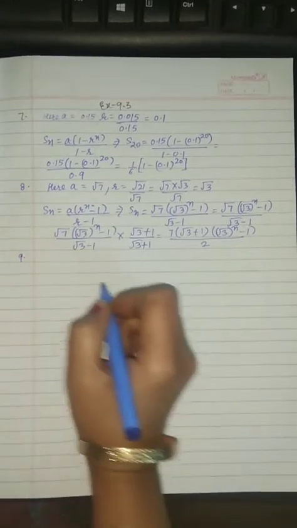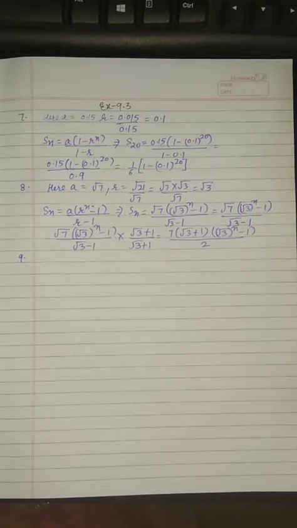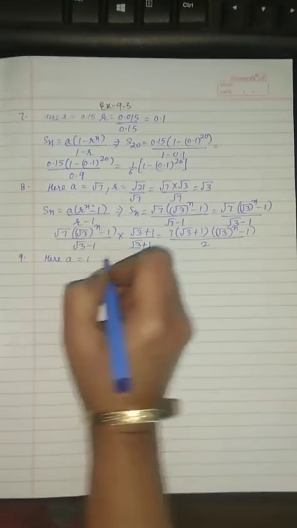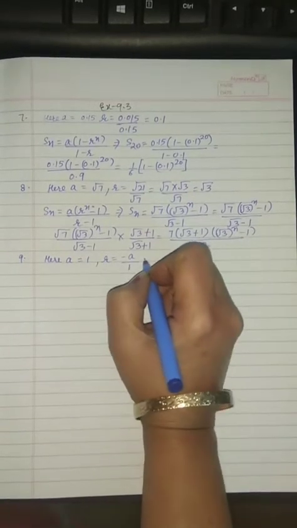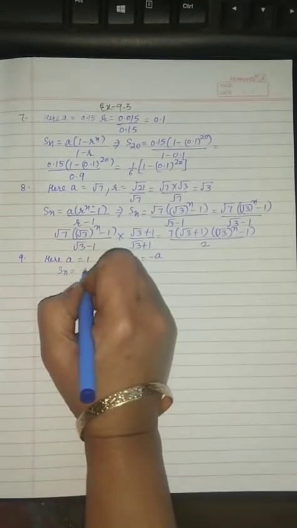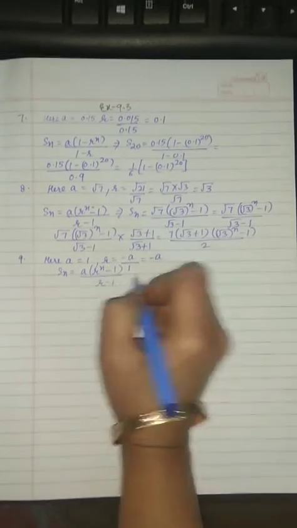Then question number 9, find the sum to the indicated number of terms. In this also we have to find the sum of n terms, where a is not equal to minus 1. So here the first term is 1 and r is the second term, that is minus a, upon the first term, that is 1, which is minus a. So Sn is equal to a times r raised to n minus 1 upon r minus 1.